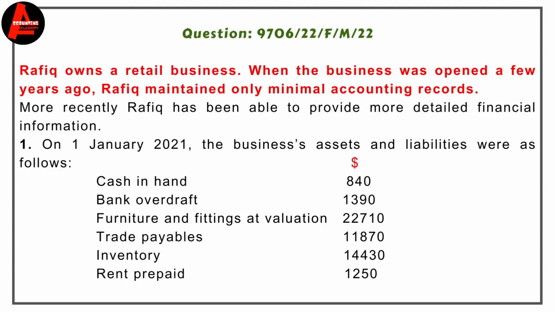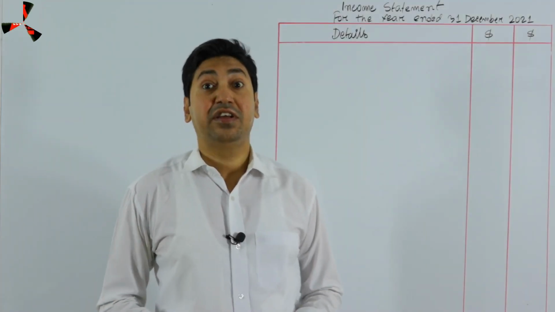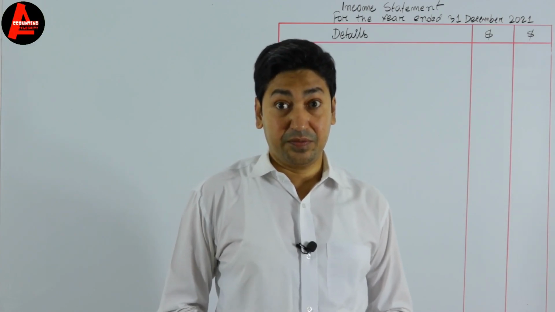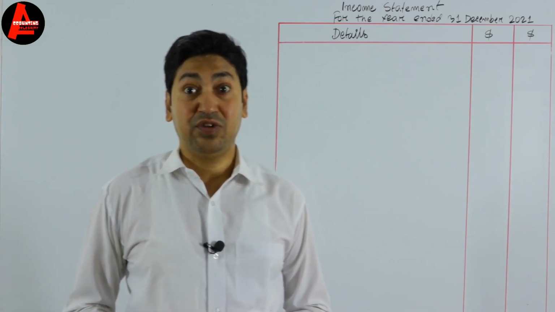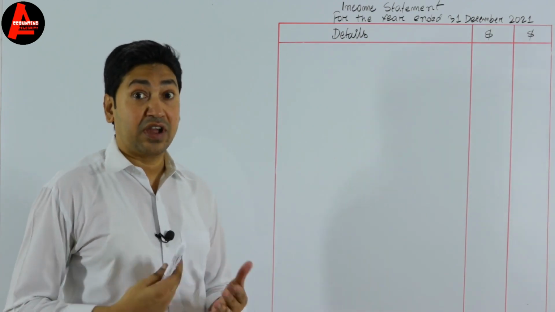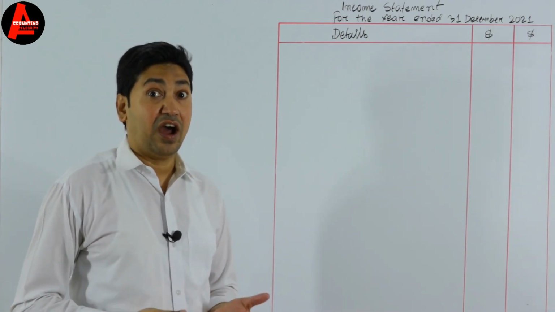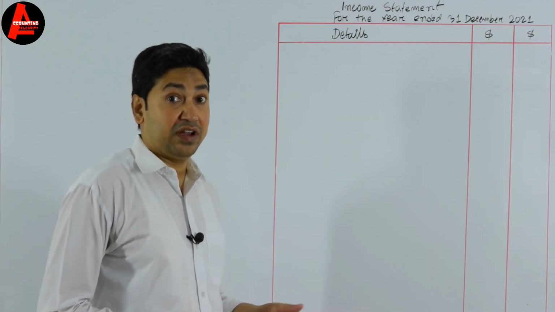Rafiq owns a retail business. When the business was opened a few years ago, Rafiq maintained only minimal accounting records, okay? So more recently, Rafiq has been able to provide more financial information. Number one, on 1st January 2021, the business's assets and liabilities were as follows, okay? So here we see we have some assets and liabilities, okay? Here we have rent prepaid, okay? Rent prepaid will come in the income statement to calculate profit for the year, okay? So I will show you later when to calculate it, okay?